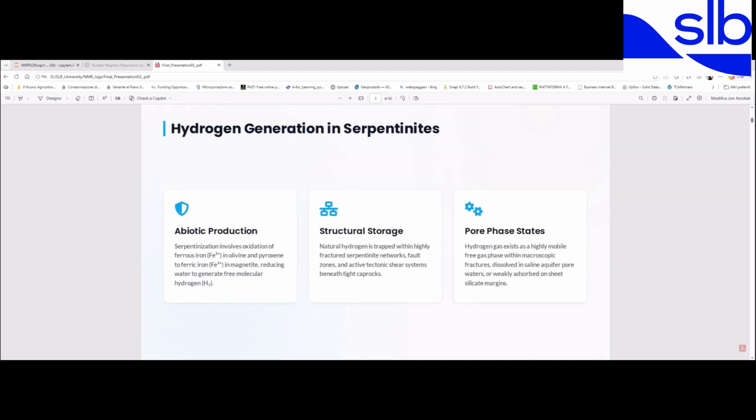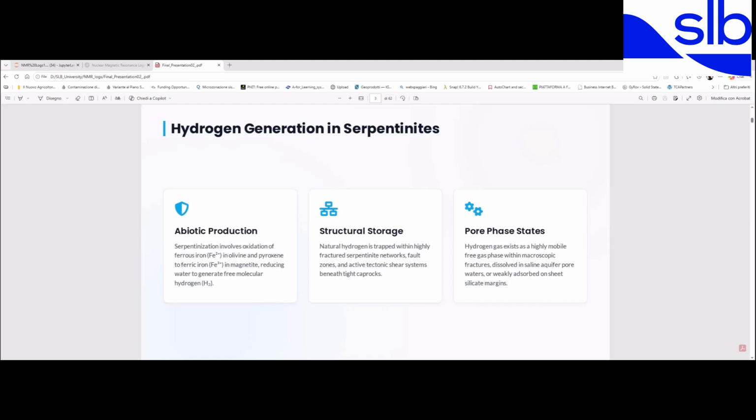So, hydrogen generation in serpentinite rocks. The general history is abiotic production. Serpentinization involves oxidation of some minerals, like ferrous iron in olivine and pyroxene, into ferric iron in magnetite, in the presence of fresh water, reducing water to generate free molecular hydrogen in gaseous state.